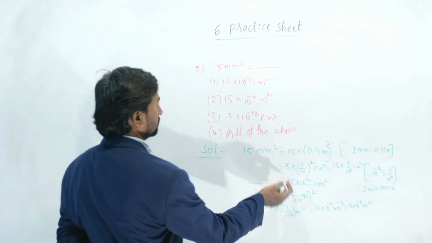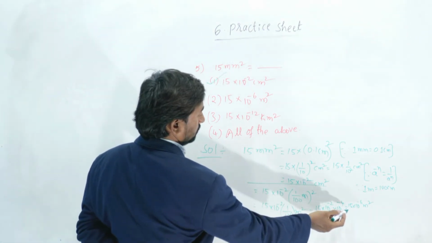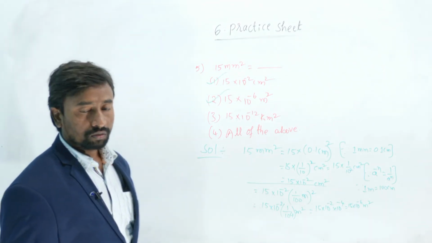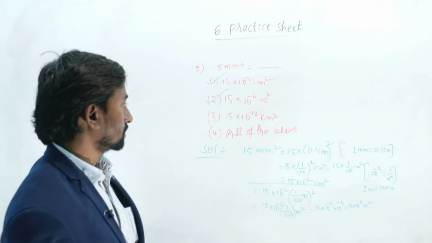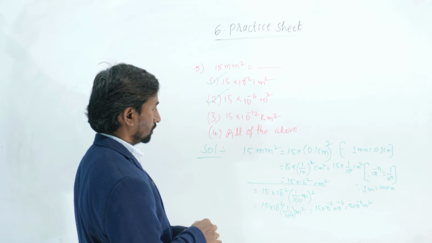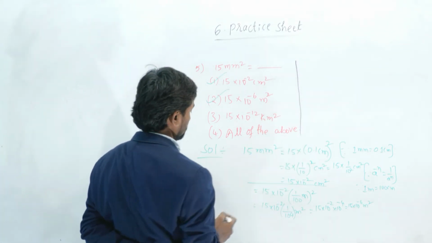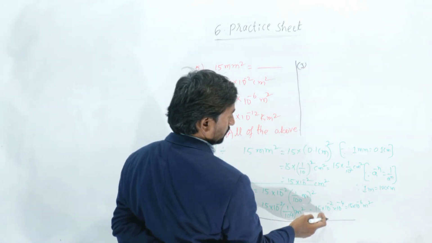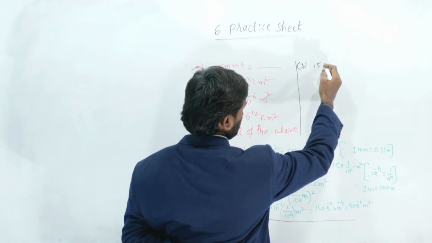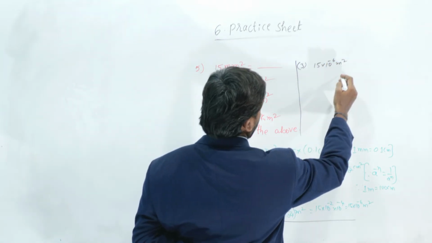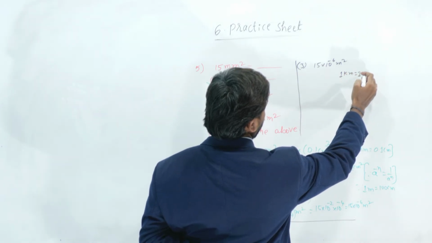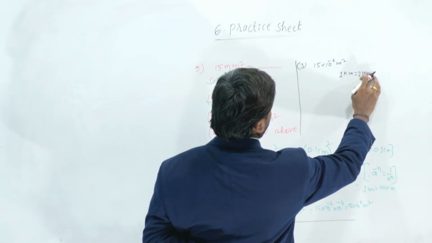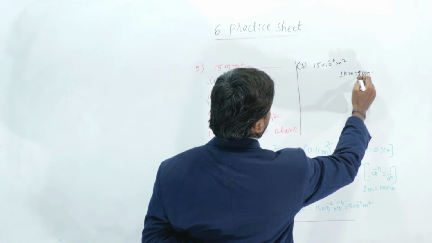Now see the first option: this is correct. And the second option, 15 into 10 to the power of minus 6 meter square, is also correct. Now we'll convert it to kilometers for the third option. We got 15 into 10 to the power of minus 6 meter square. So 1 kilometer is equal to 1000 meters.